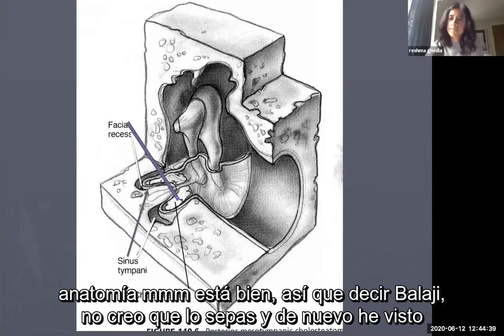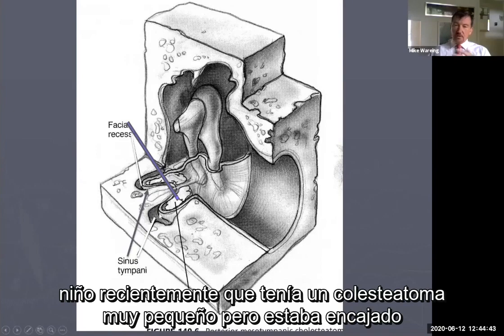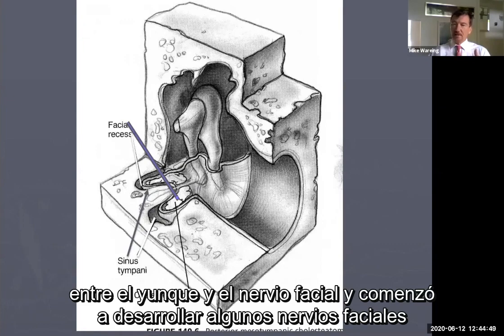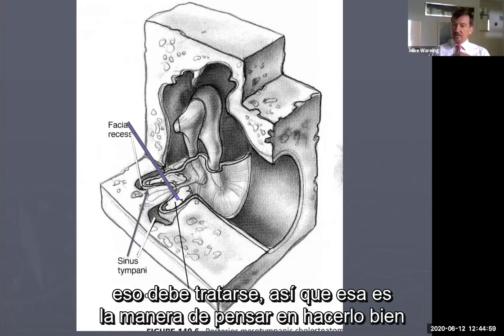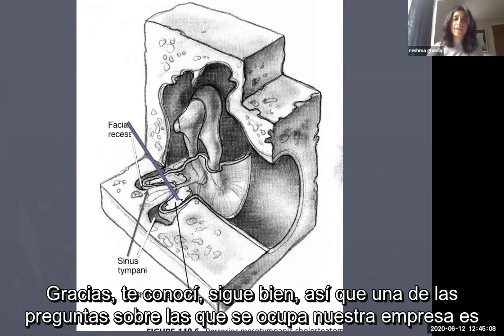So the simple answer is, I don't think you can. Again, I've seen a child recently who had a really pretty small cholesteatoma, but it was wedged between the incus and the facial nerve, and he started to develop some facial nerve weakness. So there's no way of predicting it. I think cholesteatoma is a disease that needs to be dealt with. That's the way to think about it. Okay, thank you. I'll let you carry on.